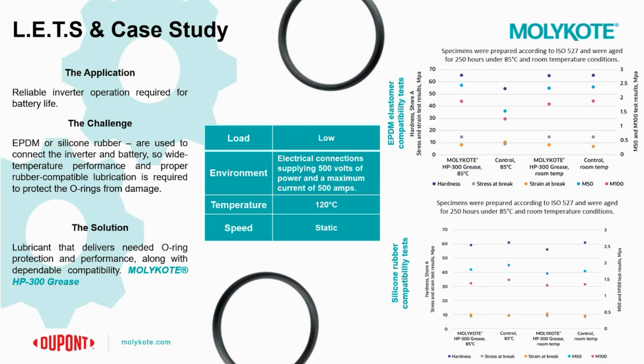So based on the results we see here on the right, we could see that HP 300 grease can protect electrical connection O-rings in such demanding environments with minimal hardening or changes in the mechanical properties. The data also shows how HP 300 grease compares to a traditional lubricant that's used as a control. The HP 300, as we could see on the right, didn't negatively impact the mechanical properties of the rubber O-rings, and it also shows great compatibility overall. So overall, we could say that HP 300 is a good fit for this specific application.